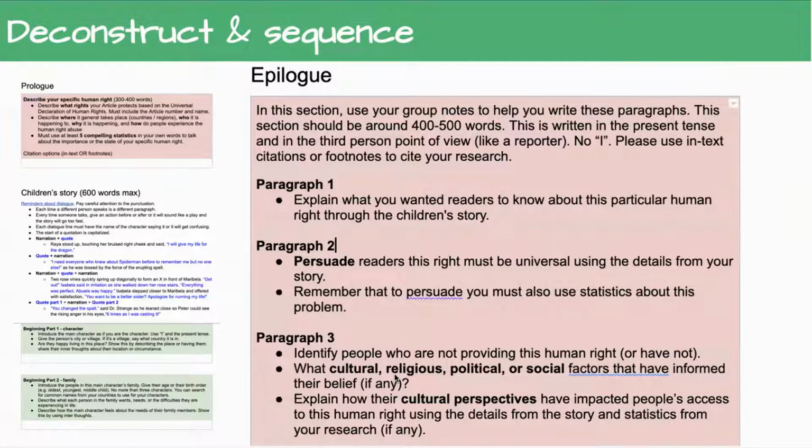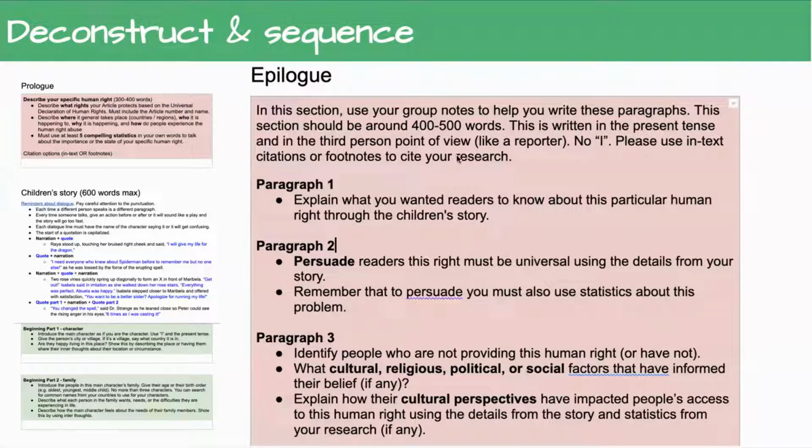So this is the third person writing. Students have to analyze their short story, writing an epilogue for readers. So I already sequenced it for them. Paragraph 1, 2, and 3. Paragraph 1, students have to talk about what they as authors wanted readers to know about their children's story. Paragraph 2, they have to persuade readers that this right must be universal. So they're persuading at this part. And 3, they have to identify what factors prevented people from having access. Is it cultural, religious, political?